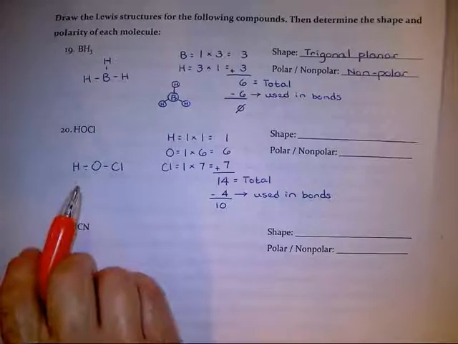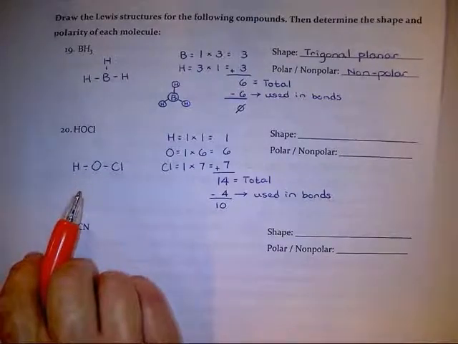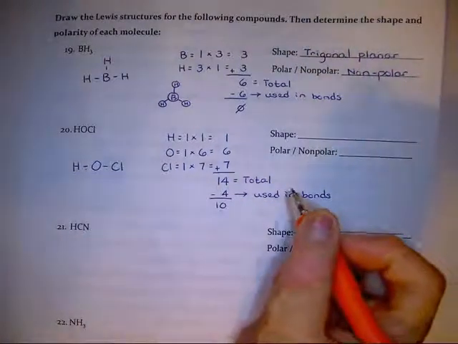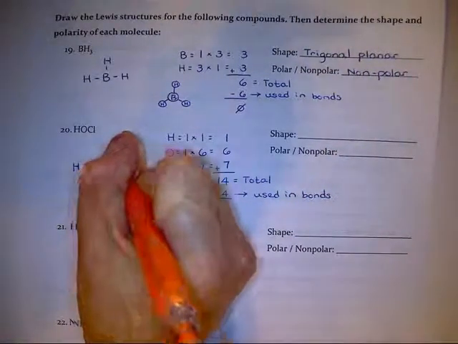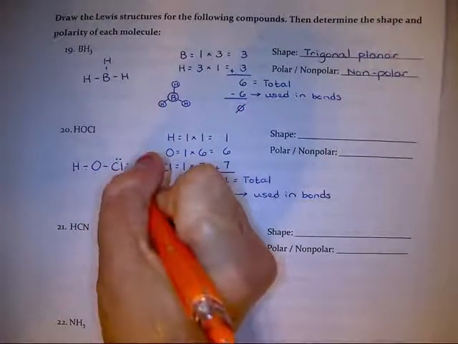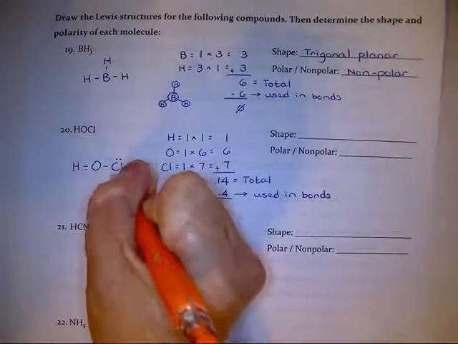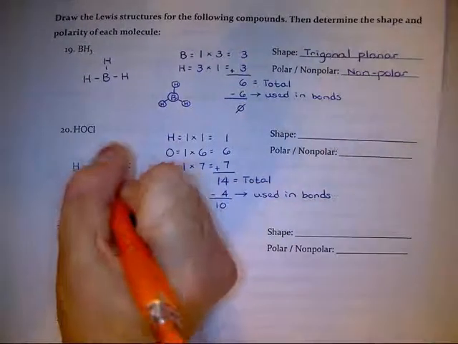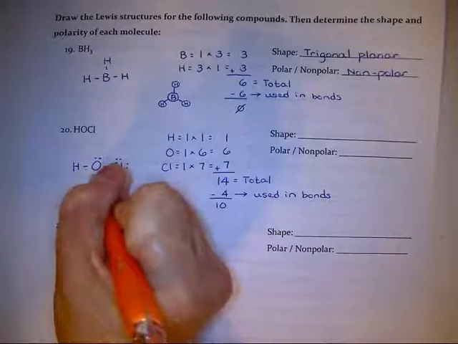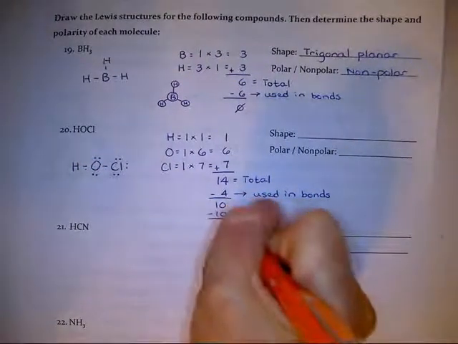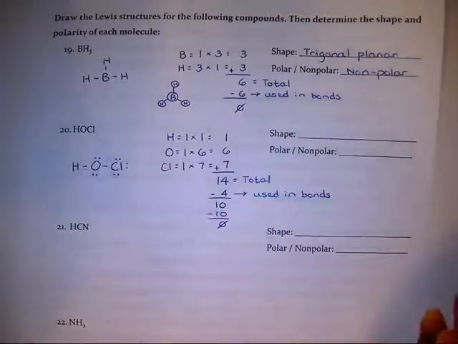We are going to start with the Cl because we always start on the outside atoms first. So, the Cl can still take 6 more. So, 2, 4, 6. Now where do we put the rest? In the middle. 8, 10. That's it. I've used up the 10. Got no more left.